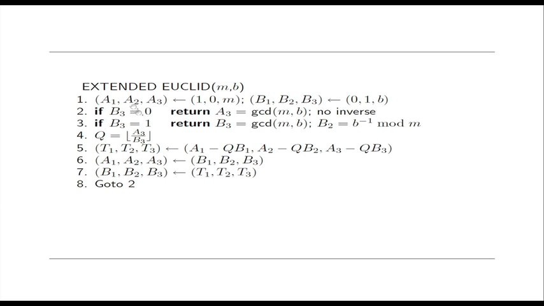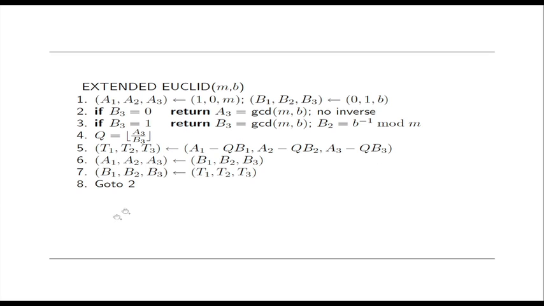Okay. So, in the initialization step, we are taking help of some temporary variables. The Ai's we are assigning 1, 0, M, and the Bi's we are assigning 0, 1, B, and we run this until B3 is either 0 or 1. If B3 is 1, that means the GCD is 1, otherwise we return no inverse. Then B2 will give us the inverse. We also have a temporary variable Q, which is basically the quotient, A3 by B3.